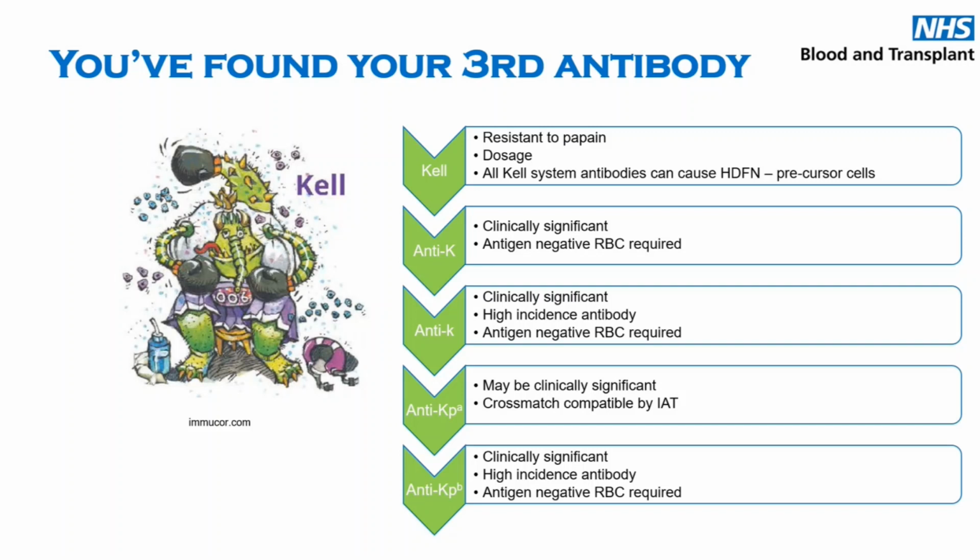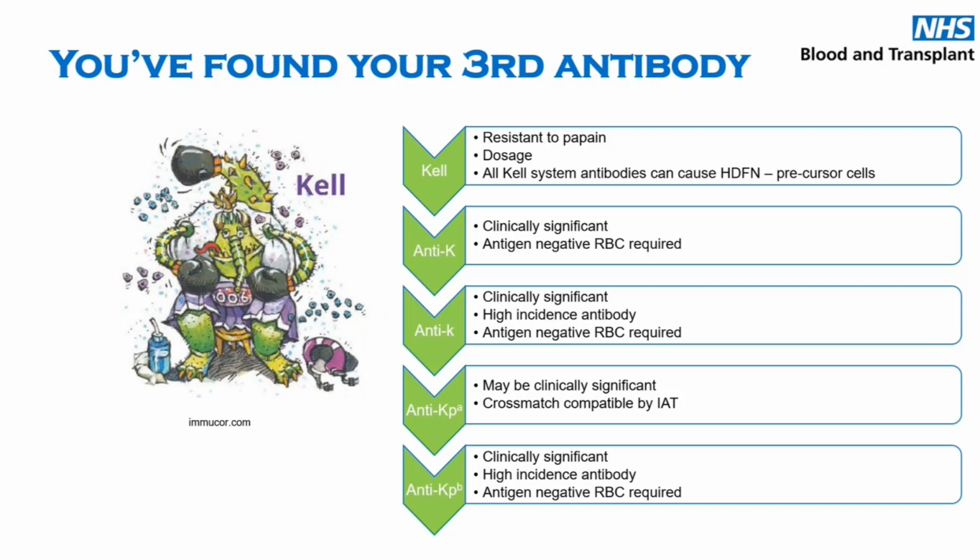Anti-little K, so this is the sort of partner of big K. This is clinically significant as well, but this is a high incidence antibody, so like 99.9% of the population are going to be positive for this antigen. So it's a high incidence antibody should you have it, and you have to give antigen negative blood. And it could even be a frozen blood bank job if there was none around.